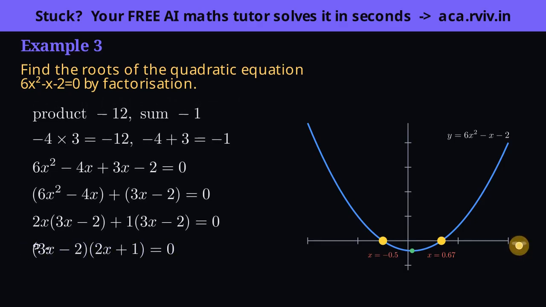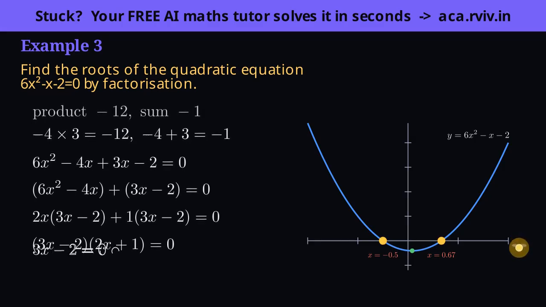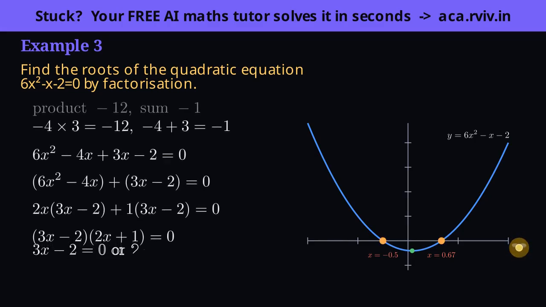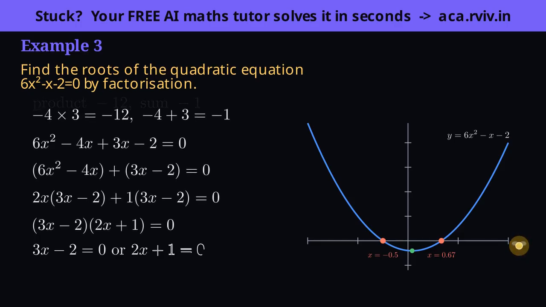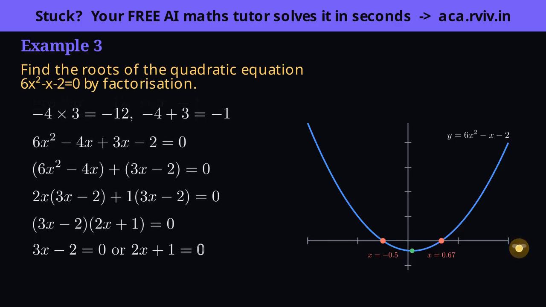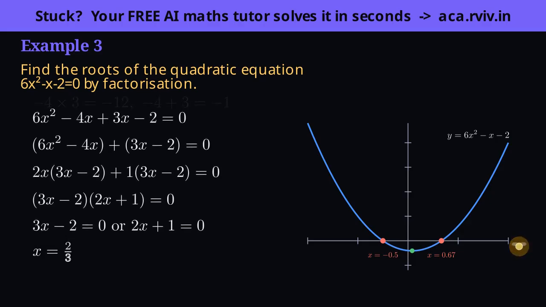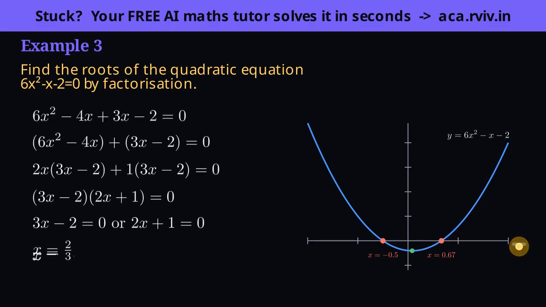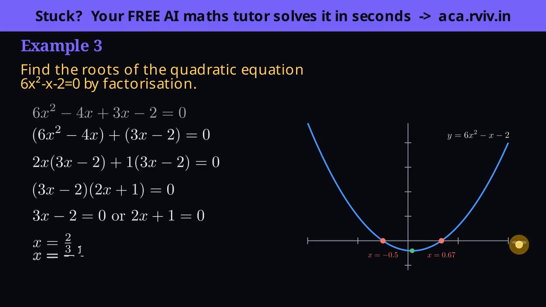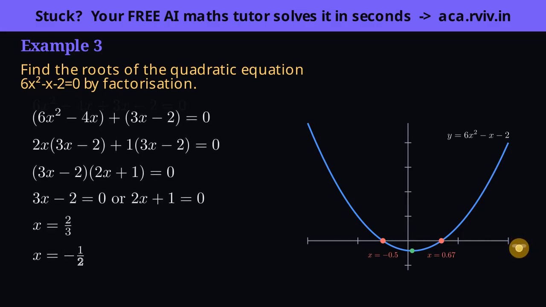Now use the zero product idea we started with. If two things multiply to 0, at least one of them must be 0. So we split into two easy linear equations, 3x minus 2 equals 0, or 2x plus 1 equals 0. Solve the first, add 2, divide by 3, giving x equals 2/3. Solve the second, subtract 1, divide by 2, giving x equals minus a half. Two brackets, two roots, exactly what a quadratic should give.